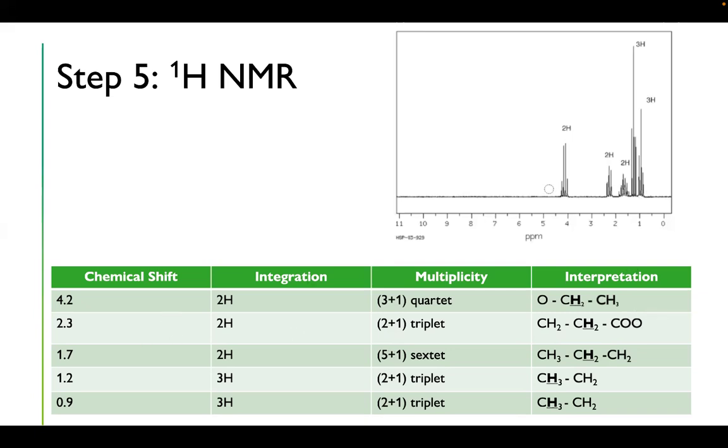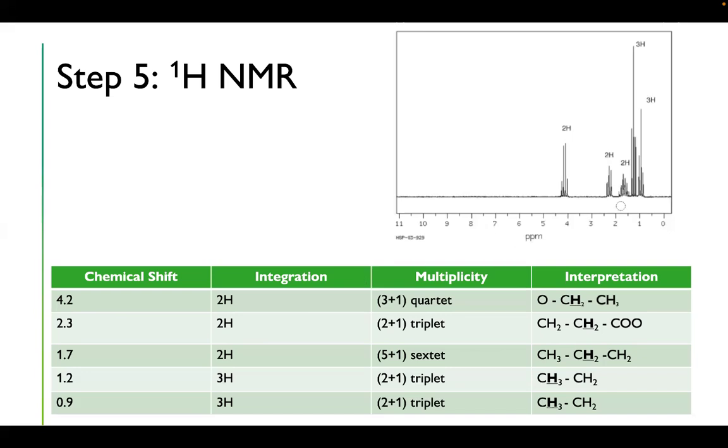The next chemical shift is at 1.7. This is also representing two hydrogens. It is a sextet, so there's six peaks here, which means that it is on a carbon that's adjacent to carbons that contain five hydrogens. So this is the fragment piece that we can deduce from that. It is attached to the methyl group and then this CH2 as well.